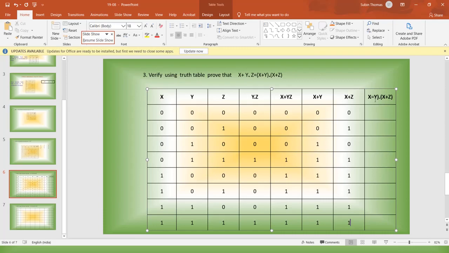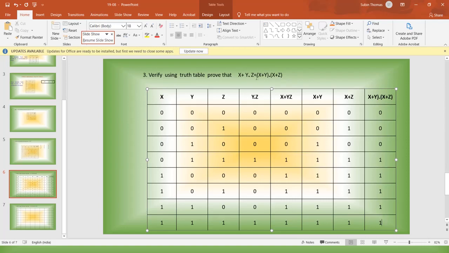And the operation: which two? This is x plus y and x plus z. Not add, you have to perform the AND operation, the multiplication operation. X plus y is already calculated, x plus z is there. So AND operation on these 2 columns. If both the operands are 1, then only the AND operator will produce 1 as output. So this is 1, this is 0, here it is 0, 0 and here it is 1, 1, 1 and this is 1 and here also 1. So this is the output we are getting now.